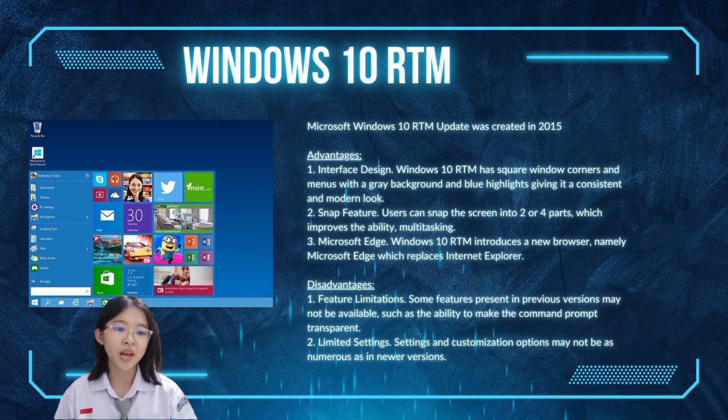Windows 10 RTM was created in 2015. The advantages: 1. Interface design. Windows 10 RTM has square window corners and menus with a gray background and blue highlight, giving a consistent and modern look. 2. Snap feature. Users can snap the screen into 2 or 4 parts, which improves the ability for multitasking. 3. Microsoft Edge. Windows 10 RTM introduced a new browser, namely Microsoft Edge, which replaced Internet Explorer.